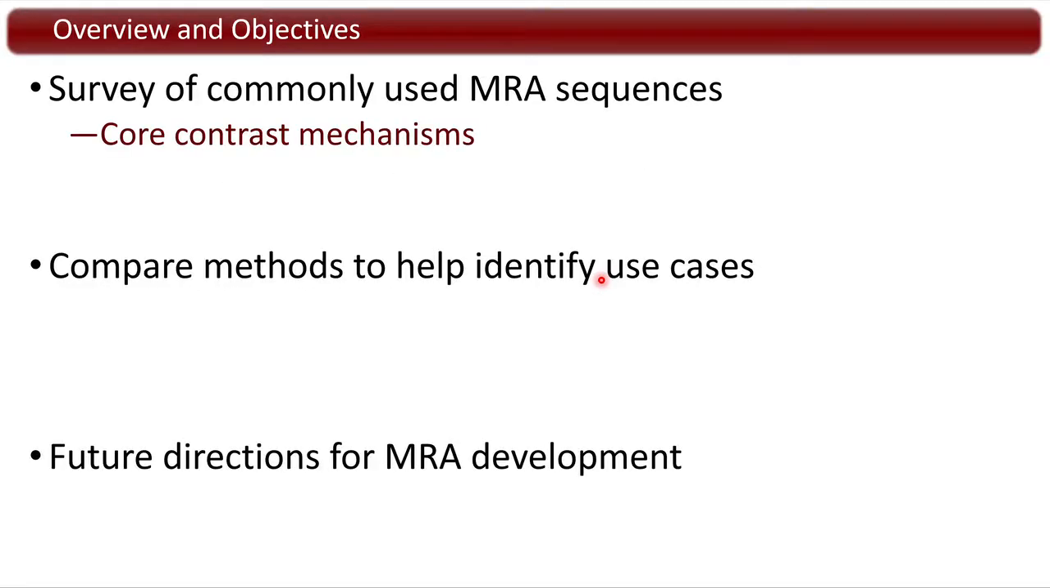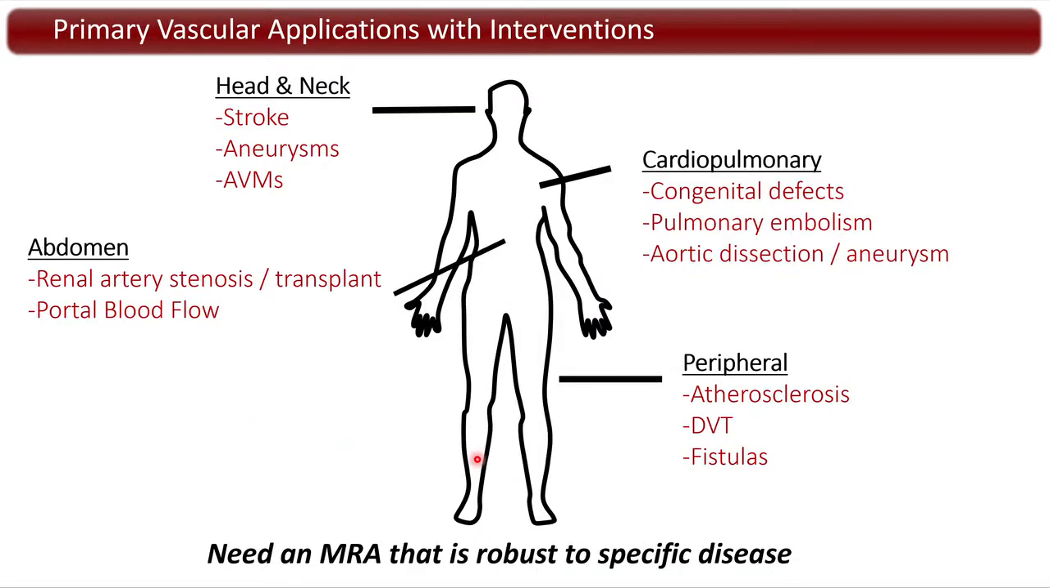The goal of the talk is to provide a survey of commonly used MRI sequences, compare the methods to identify use cases, and provide future directions for MRI development. In the vascular system, we have many different diseases which we can intervene upon, but they manifest in different ways. To provide better visualization and treatment planning, we really need an MRA that's robust to the specific disease.